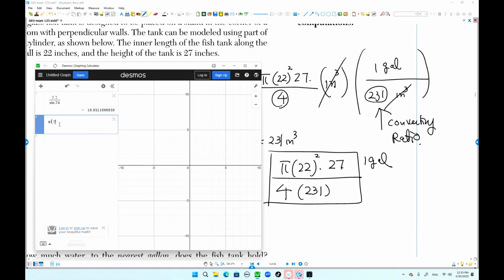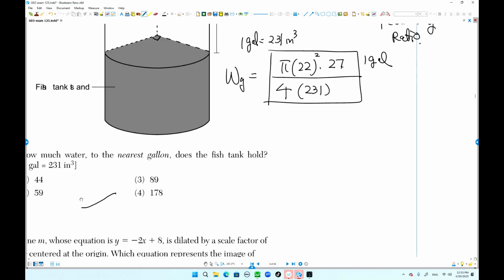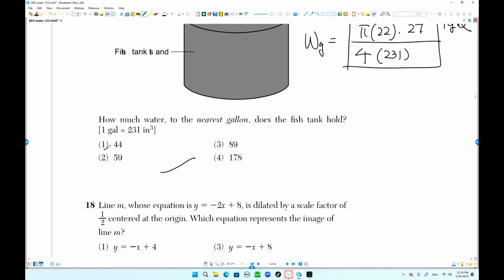5 times 22 square and times 27. The next one is 1 gallon, doesn't matter. You can divide this one, 4 times 231, right? So 44.43. You got this one? 44 point. Okay, we got the 44 there, right? Okay, 44 gallons. That's the answer.